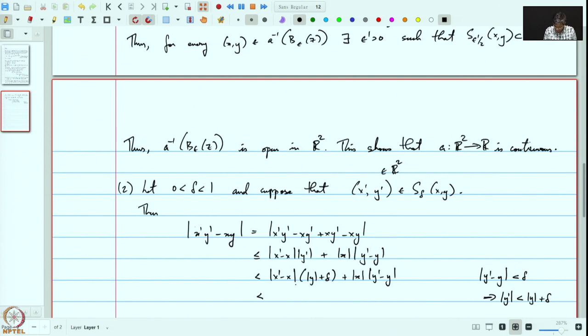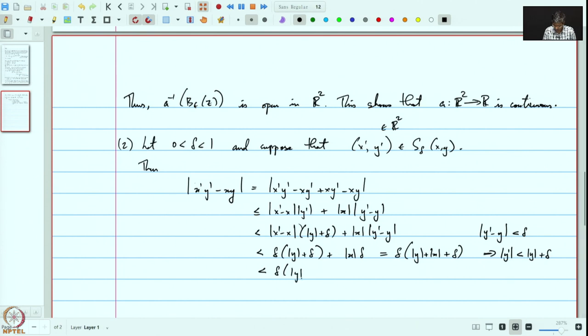Now, this quantity over here is also less than delta, so we use that. And this quantity is less than delta. So this is equal to delta into (|y| + |x| + delta), which is strictly less than delta into (|y| + |x| + 1).